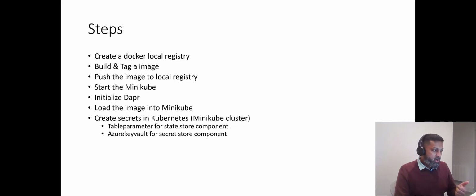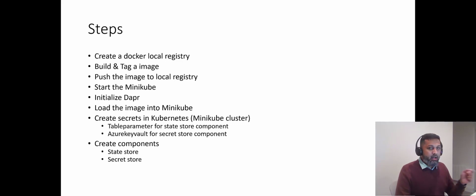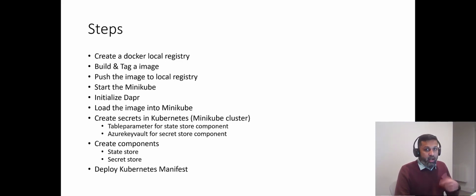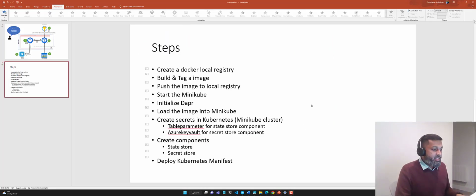For the state store component, the table parameters are my secrets. That's my table name, the key for the table, and also the storage account name. And for the Azure Key Vault, it's going to be my certificate. I'll let the Minikube cluster know to please authenticate through the Kubernetes secret store. And then I create two components through kubectl commands. One is going to be a state store component and the other one is going to be a secret store component. And then I deploy the manifest. Let's see that in action.